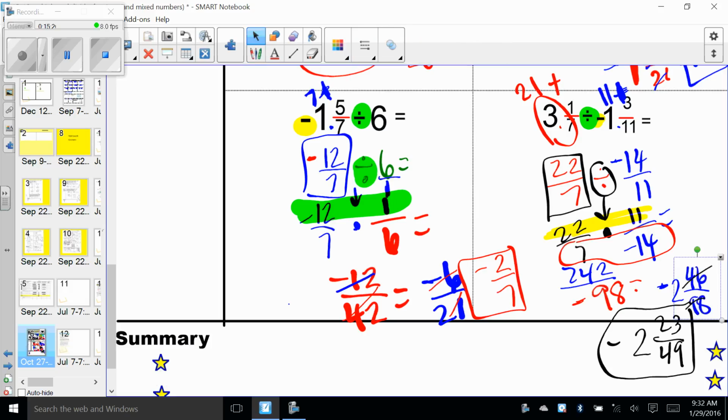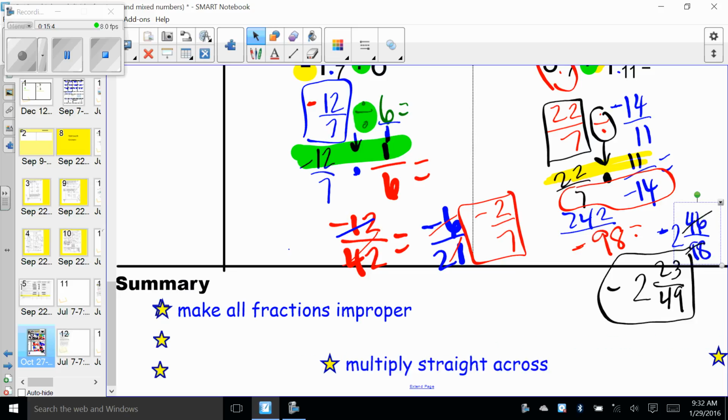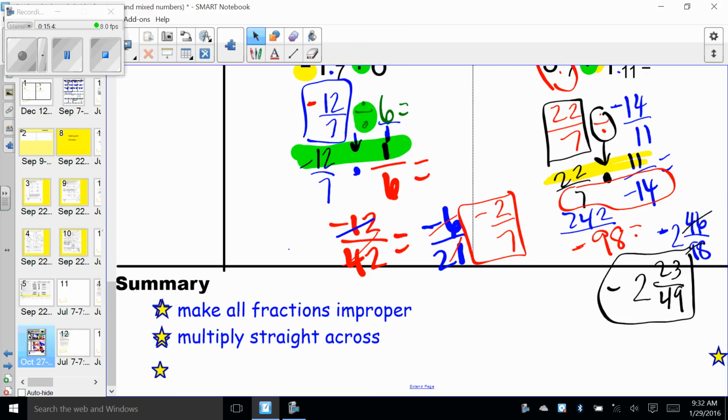So everything we did today is multiplication and division of fractions. So some summary statements would be this. Make sure you make all fractions improper before you get going on this. Make sure you actually have fractions, not mixed numbers or whole numbers. Then multiply straight across. Now, if you want to take a shortcut, you can, but if that's tricky for you, just multiply straight across on the top, straight across on the bottom, and then to divide, all you have to do is stop, up, flop.